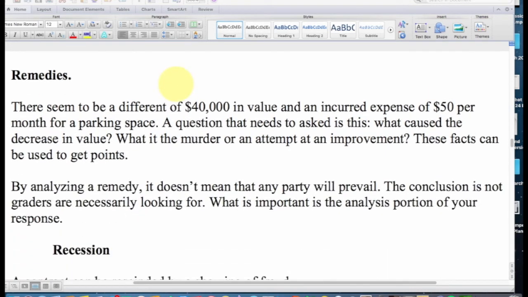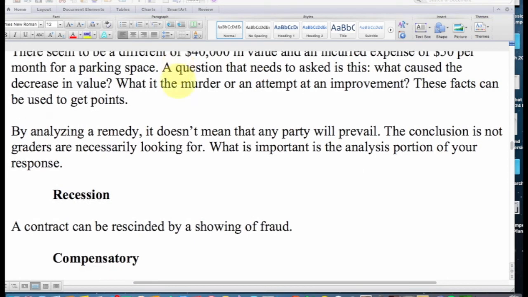Let's now talk about remedies. So there seems to be a difference of $40,000 in value, and there seems to be an incurred expense of $50 for that parking space. And the question that needs to be addressed here is what caused that decrease in value? Was it the murder or an attempt at an improvement? And I think if you explore this thoroughly, you get many points here.